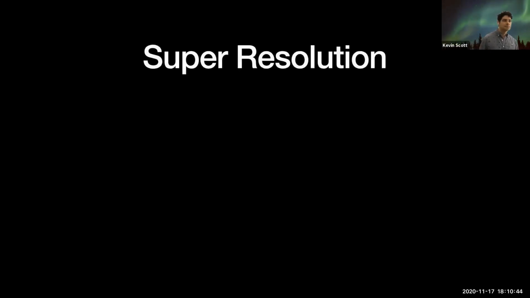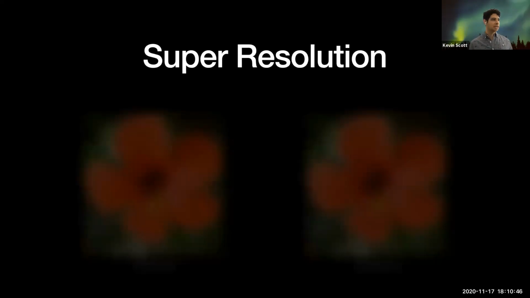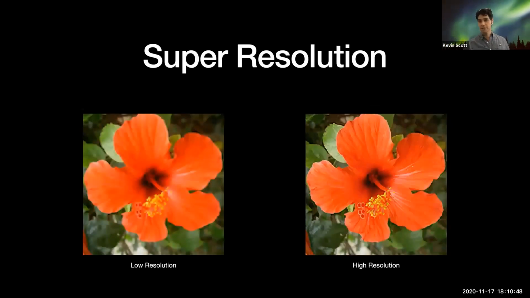Like I mentioned, super resolution is taking a low resolution image and converting it into a high resolution image. The original example I showed was a bit smoke and mirrors. This is an actual output. On the left, we have the low resolution image, which you can see is fairly pixelated and blurry. And on the right is the high resolution image. Depending on the size of your screen, you may notice the image on the right.